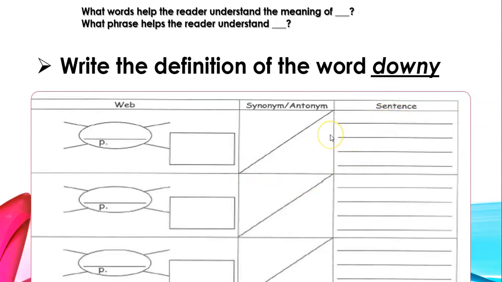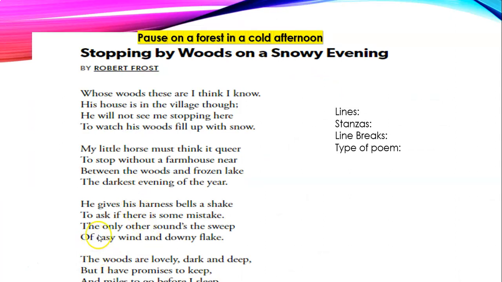Now for a sentence, I want you to write your own sentence today. Let me go ahead and go back to the poem and look how they use it. "The only other sounds is sweep, of easy wind, and downy flake." So I want you to do your own sentence using downy. Yes, you could include your mom, your dad, your grandma, whoever uses the word or the item downy. So you have the last 15 seconds. You should already have a synonym, an antonym, and now you're focusing on your sentence.